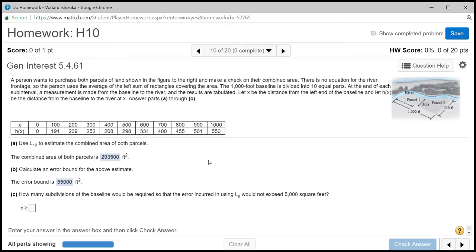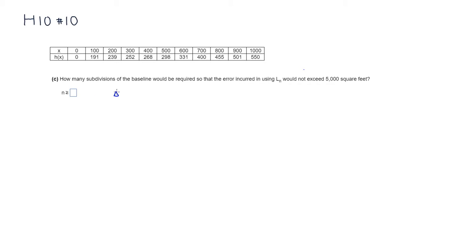And part C: how many subdivisions of the baseline would be required so the error incurred in the left sum would not exceed 5,000 square feet? Remember that delta x is going to be the length of the interval, 1,000 to 0, so it's going to be 1,000, divided into n subintervals, so divide by n. That will be delta x. So the error is going to be bounded by delta x multiplied by the difference between the highest point and the lowest point, which is 550.